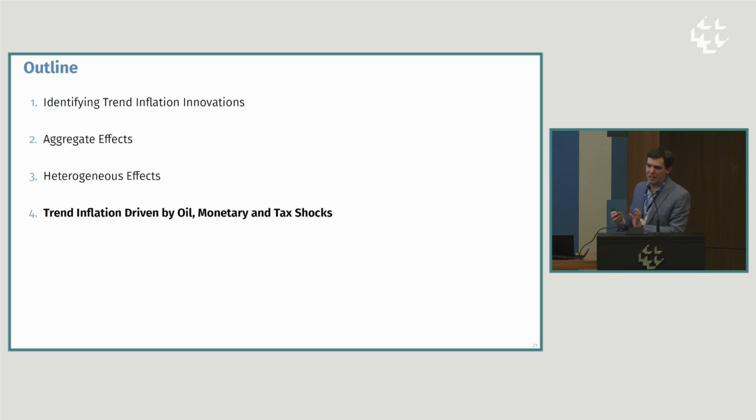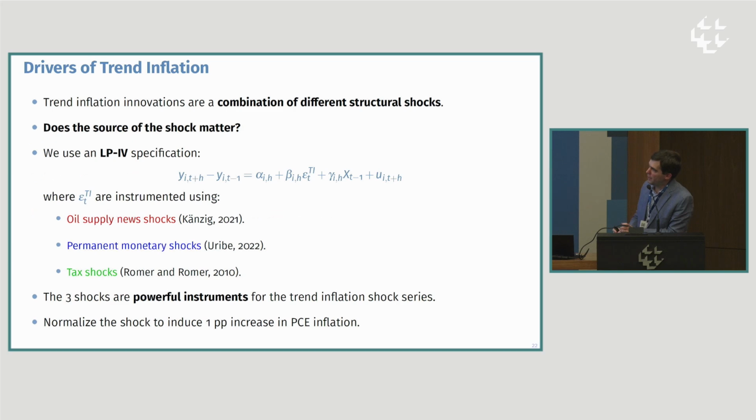And let me spend the last 3 minutes to show you that the source of the shock is important. In the last part of the paper, up to now, these innovations of trend inflation may be coming from different drivers, different shocks that may be explaining this shift in trend inflation. And we ask the question: does the source of the shock matter? To ask it another way, does a persistent increase in trend inflation induced by monetary policy have different effects relative to a fiscal one? That's the question that we are trying to ask.